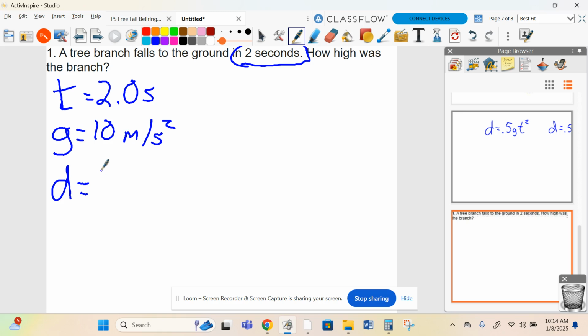How high was the branch? It's asking for how high. That's asking for a distance. How long does it take? They're asking for time. How fast? They're asking for a speed or a velocity.